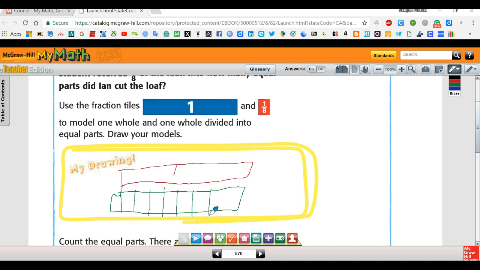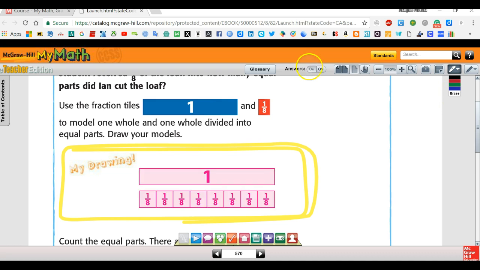Okay. And then each one of those is 1/8. So 1/8, 1/8, 1/8, 1/8, 1/8, 1/8, and also 1/8. Okay. And after that, it looks something like this.